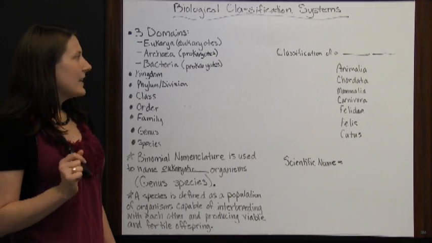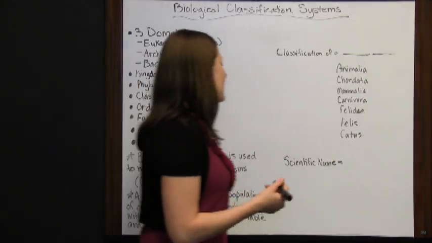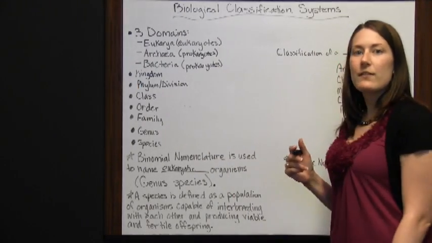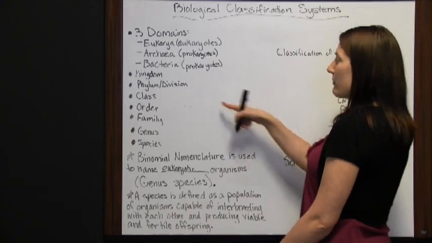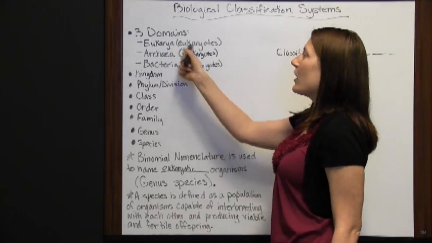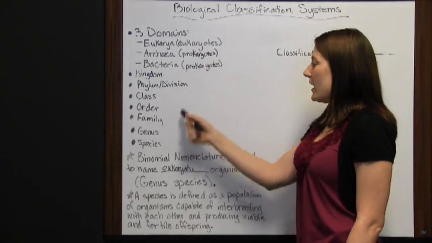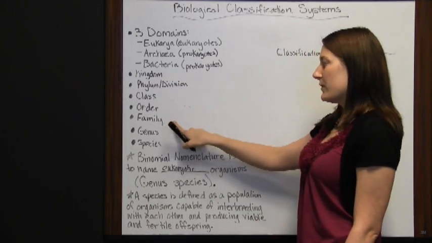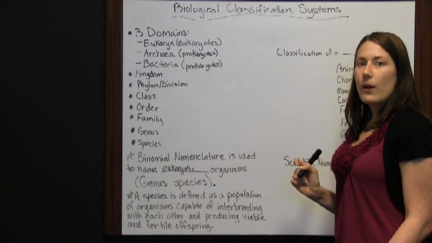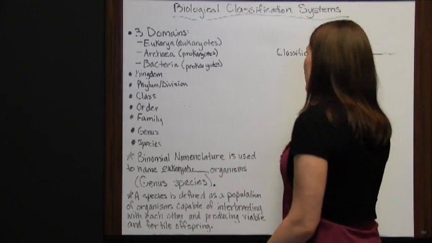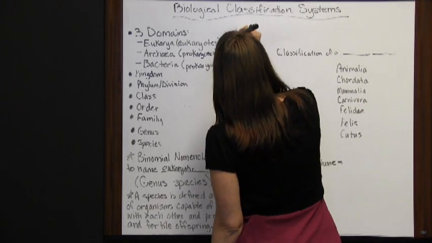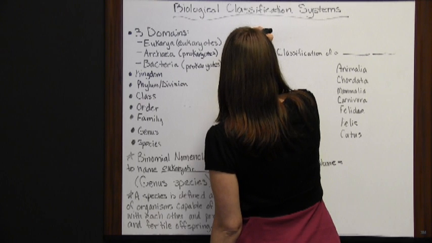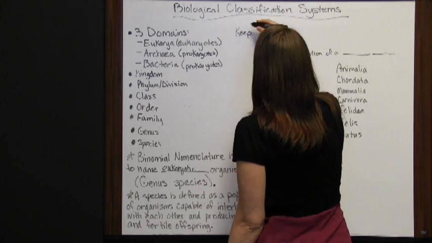So let's look at an example. And before we do that, I'm going to give y'all an acronym to help you remember the order of these. So you've got your 3 domains, and then under each domain you're going to have kingdom, phylum, class, order, family, genus, species. Well, it may be hard to keep track of what order those go in. So here is a helpful little saying that should help you.